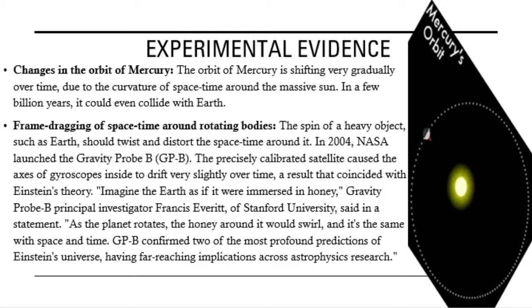Okay, imagine the Earth as if it was immersed in honey. I think imagining the Earth would be kind of hard. So imagine a globe inside honey. A globe is a model of the Earth. So you can imagine that. As the planet rotates, the honey around it would swirl. And it's same with space and time. This was told by Gravity Probe B or GPB's principal investigator Francis Everett of Stanford University.